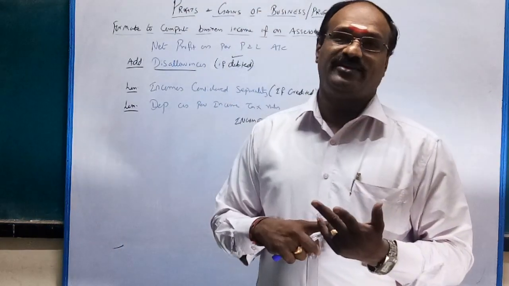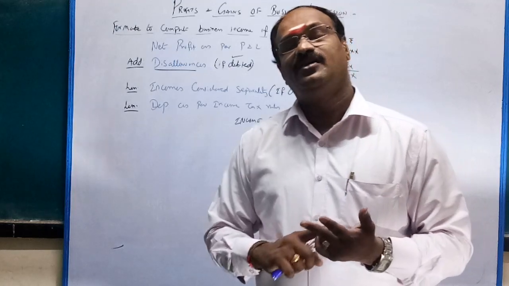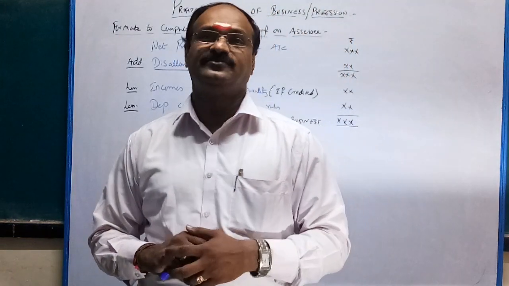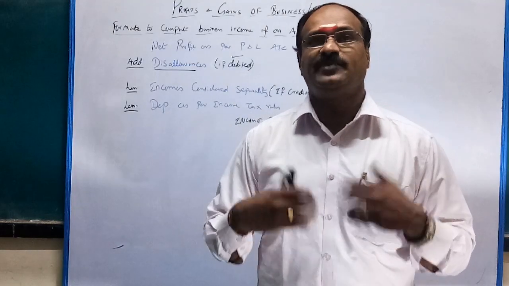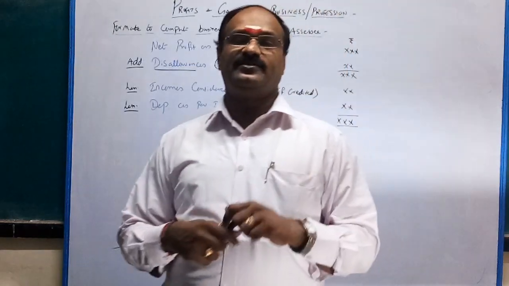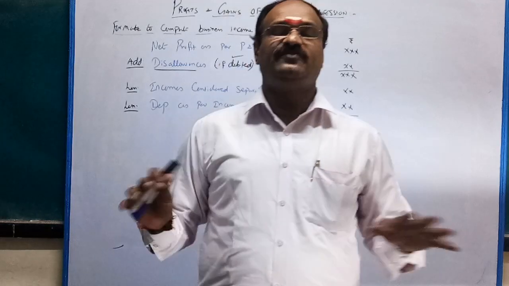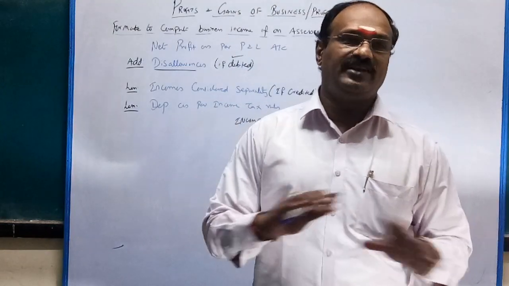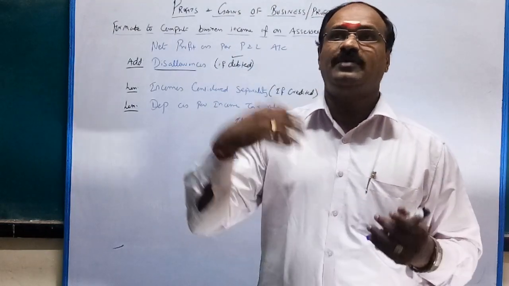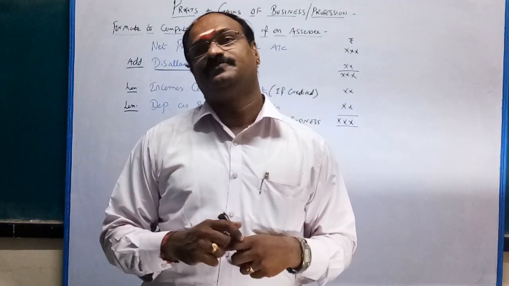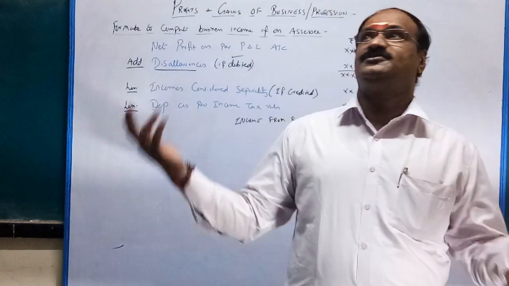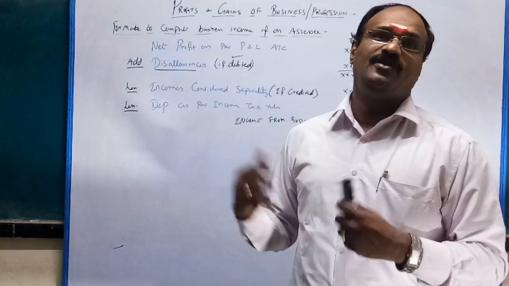Withdrawn interest on capital, disallowed. Any notional rent withdrawn. What is notional rent? For example, this building is my own. Suppose I had not started any business. Then I would let out the property, and for that I would be receiving rent. Rent received from this property would be my income from house property.